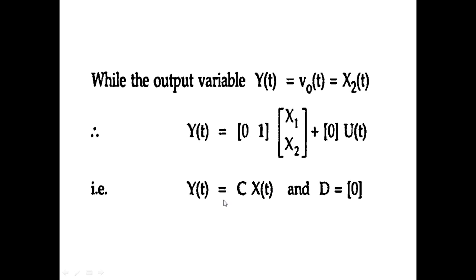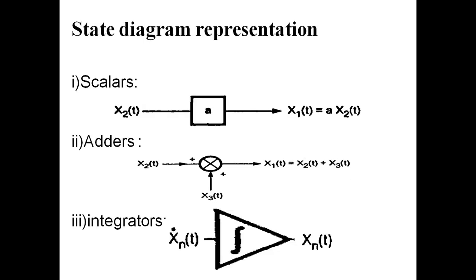And next, this is the first method, and the second method is by using phase variables. Before discussing that, how to represent a state diagram, means how to represent the state model in pictorial form. By using the state diagram representation, we can represent a state model in graphical form.